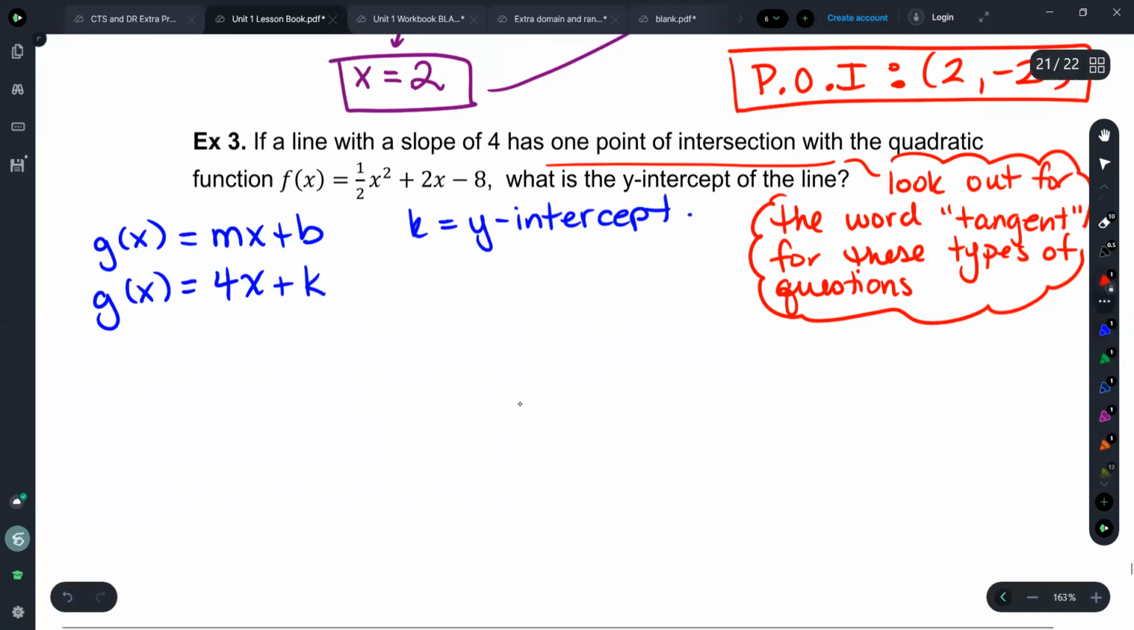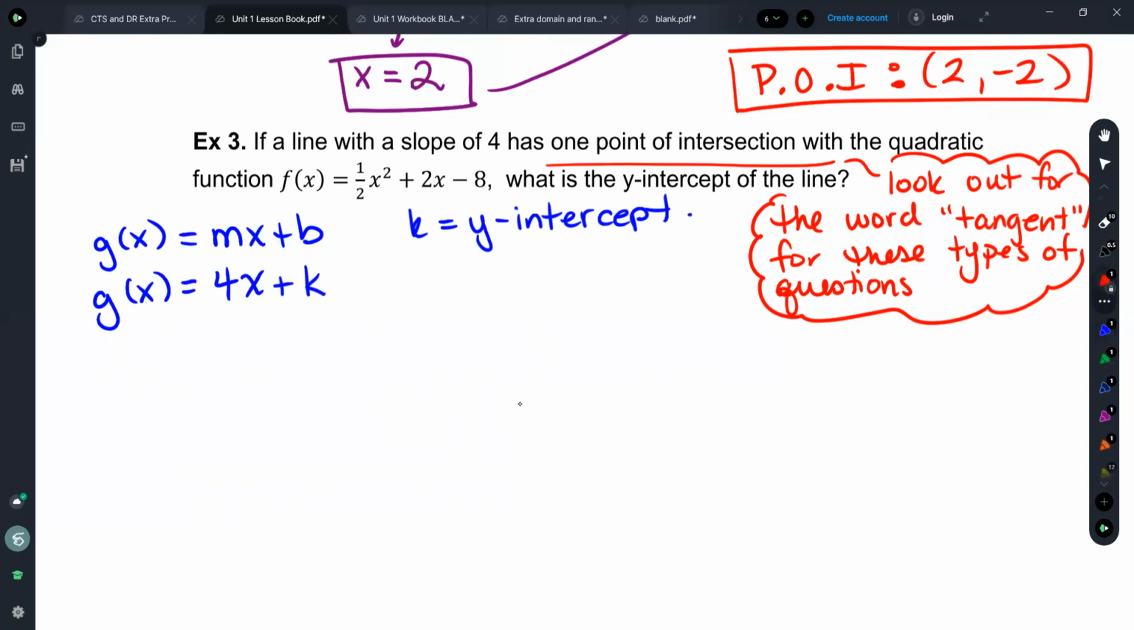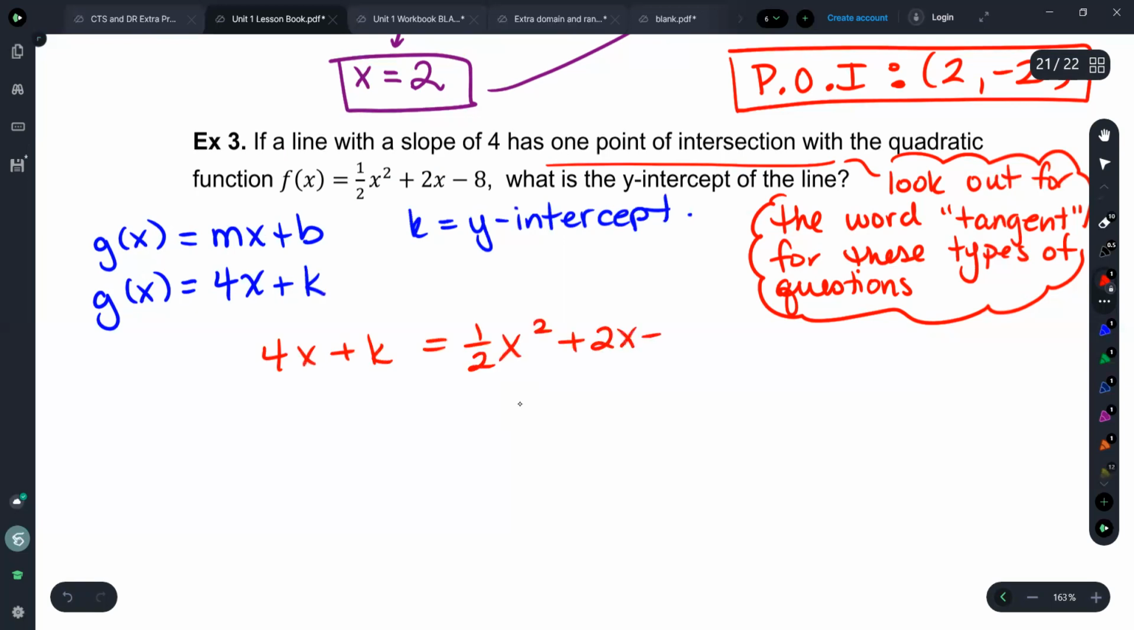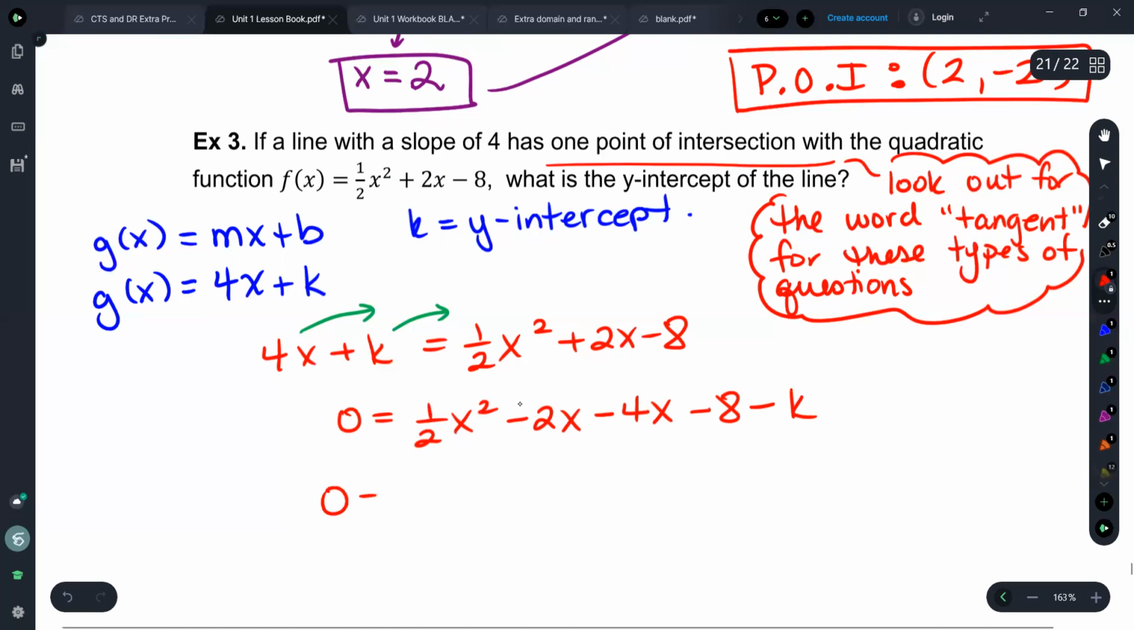Okay, so I'm going to follow the same steps as usual, the first 2 steps. I'm going to set the equation of the line equal to the equation of the quadratic, even though we don't have all the information. That's the first step. And then we're going to move everything over to one side, and then we'll gather like terms.